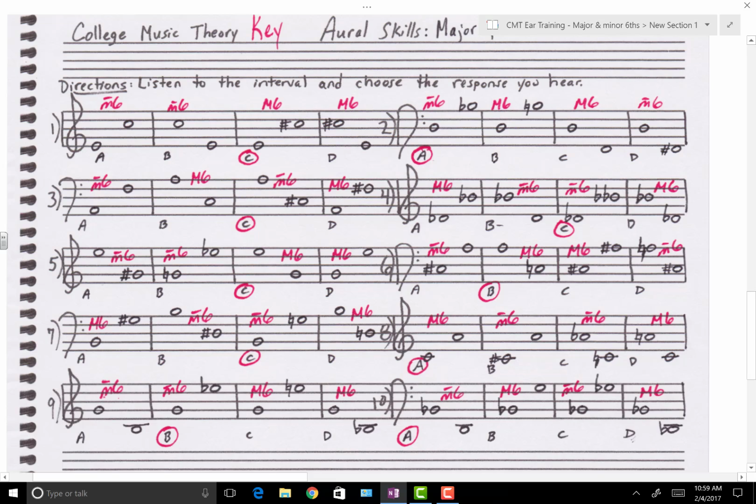Number 6, the correct response was B, a major sixth descending. Let's listen. That's the NBC theme song in reverse, or la down to do. Sometimes it helps to take the lower note of a descending interval and put it up the octave and try to hear it that way. La do.